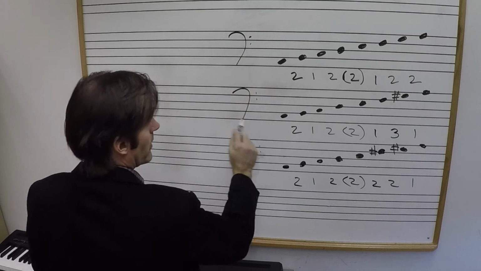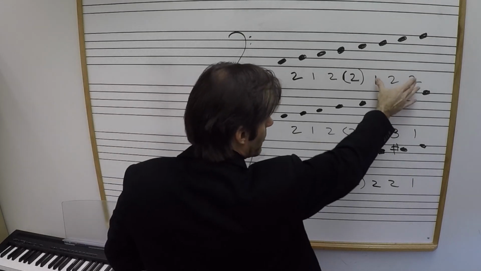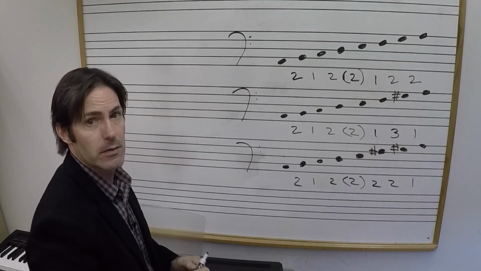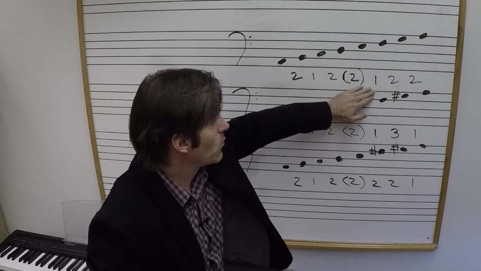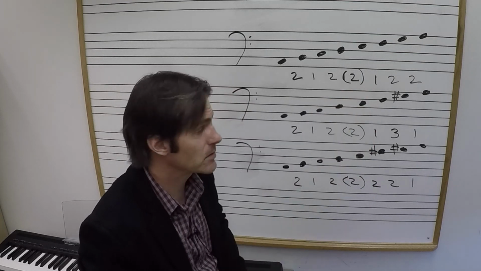So you have natural minor, harmonic minor, and melodic minor. And to keep these differentiated, you need to memorize the pattern at the end of each of those. So this 1, 2, 2, 1, 3, 1, or 2, 2, 1. Those are the differences between those three scales.